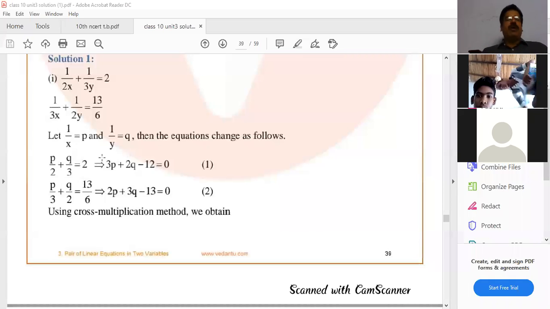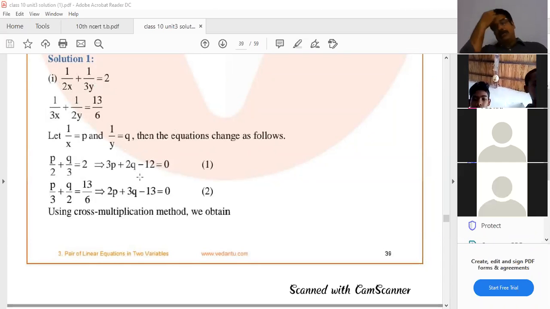This is our standard form. We have to reduce it to a pair of linear equations. This is the way you have to write. When the variables are in the denominators, we have to follow like this, and then we can solve by any method.